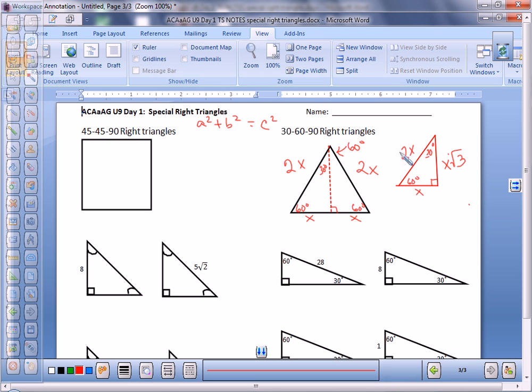The shorter leg, which is across from the 30, we let x represent that. The longer leg, which is across from the bigger angle, 60, is represented by the short leg times the square root of 3. And the hypotenuse is represented by twice the short leg. So if we know the short leg, we can find everything.